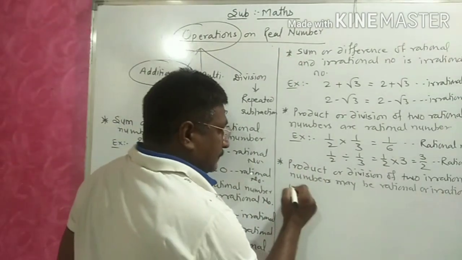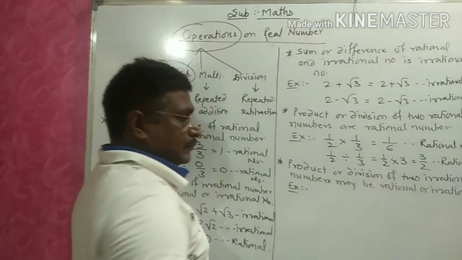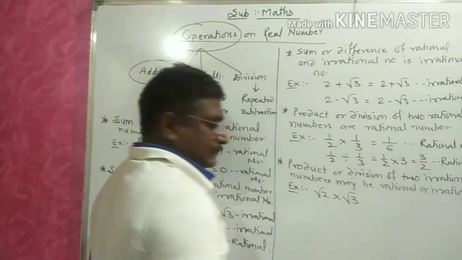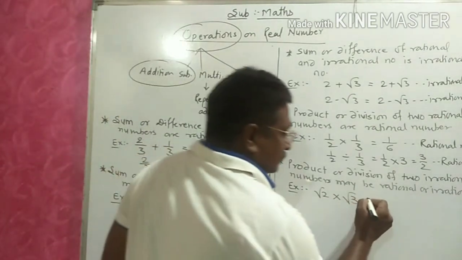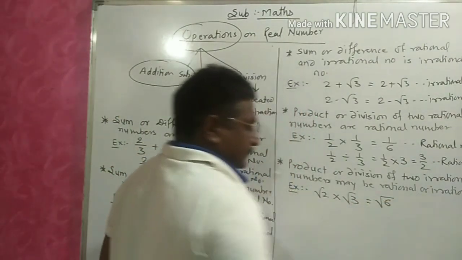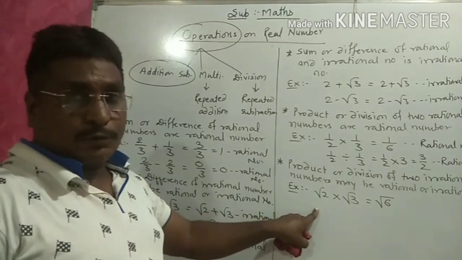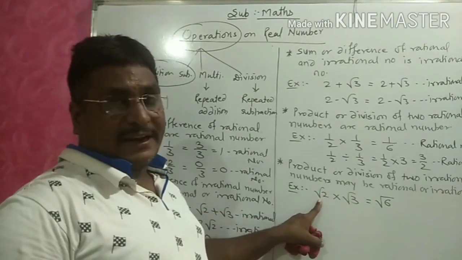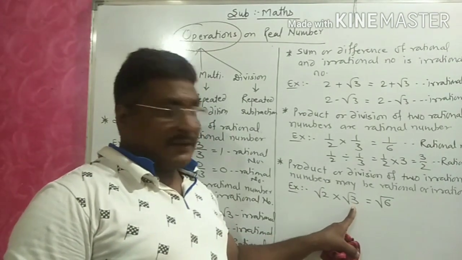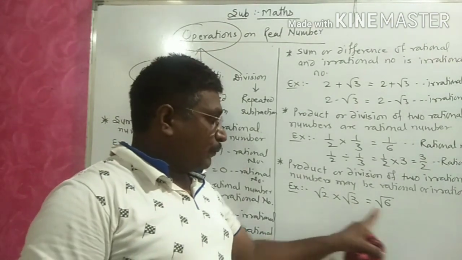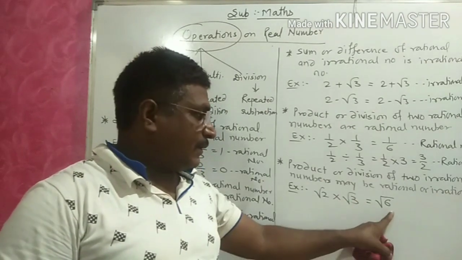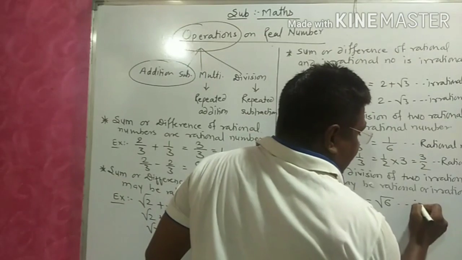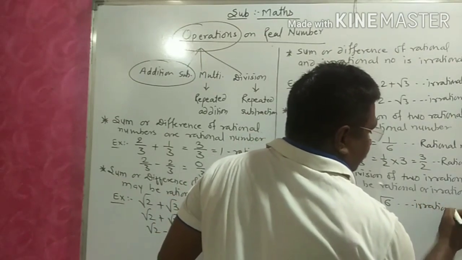For example, root 2 into root 3. So what will we get? Root 6. Here, see, root 2 is an irrational number, root 6 is an irrational number. So the product of these two irrational numbers is root 6, which is an irrational number.